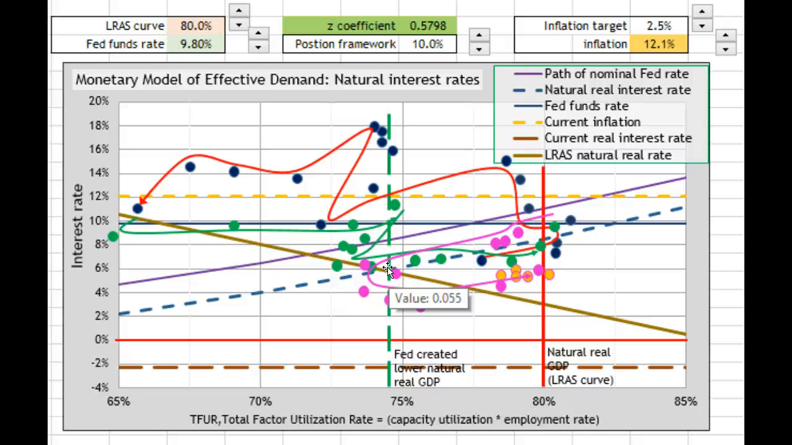Now what it's going to do by setting this dashed blue line and this diagonal brown line coming down, setting that as the target for the economy, you're now going to set this at a little less than 75% of the total factor utilization rate. This is going to be set as the natural real rate of interest for the economy. Come back over here.